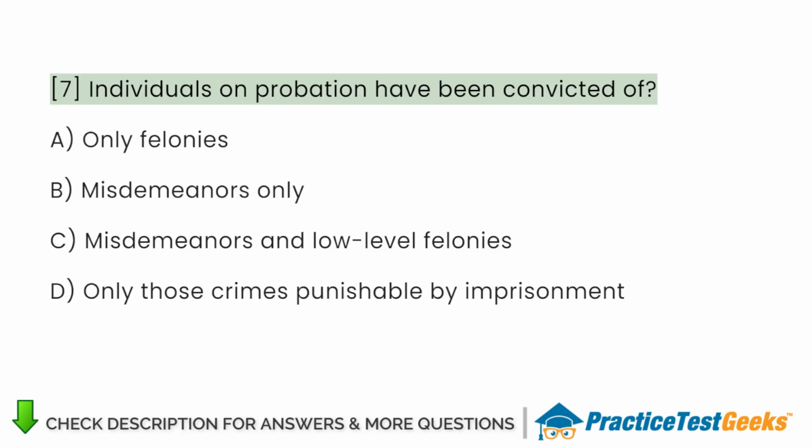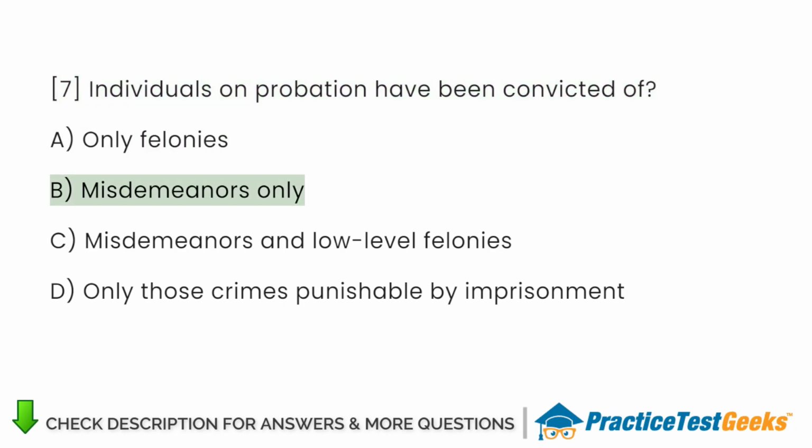Individuals on probation have been convicted of: A. Only felonies. B. Misdemeanors only. C. Misdemeanors and low-level felonies. D. Only those crimes punishable by imprisonment.